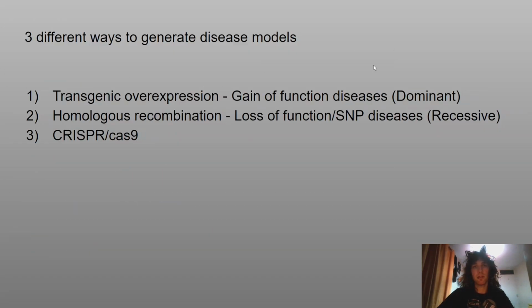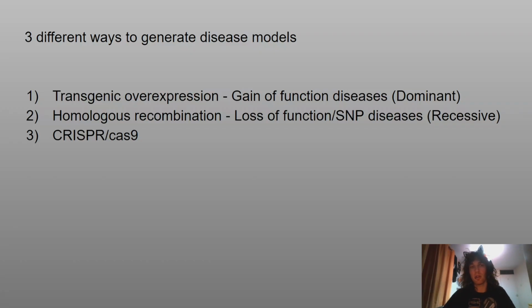So there are 3 different ways to generate a disease model. Not really, there are more, but these are what we'll talk about today: transgenic overexpression, homologous recombination, and CRISPR-Cas9. Whoa, big name. Transgenic overexpression is normally for modeling gain-of-function diseases. For example, if they have a dominant negative effect, where the mutated allele's protein product interferes with the wild-type allele's protein product.